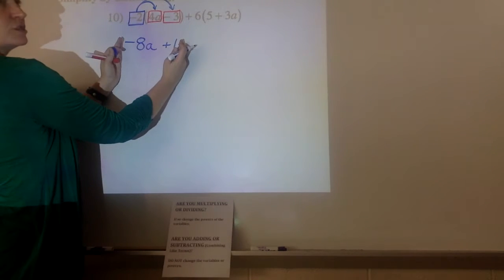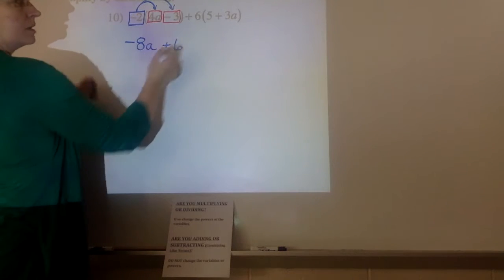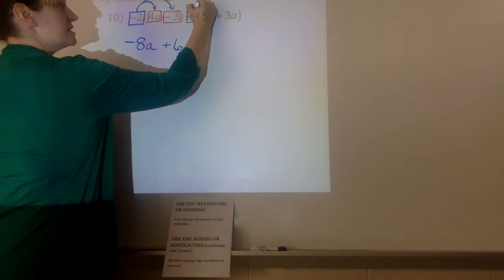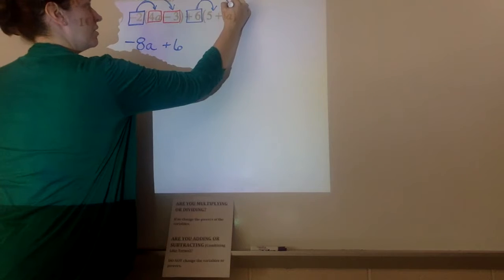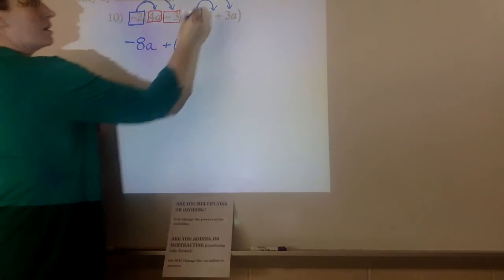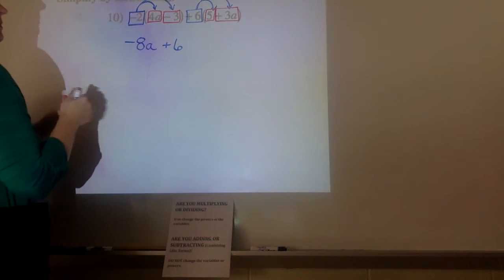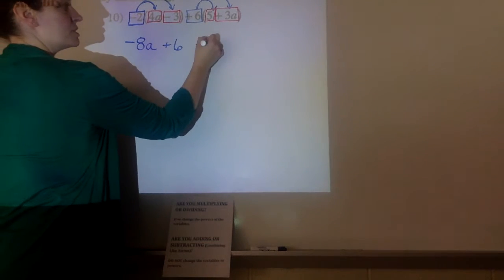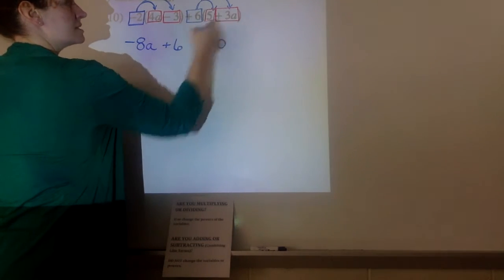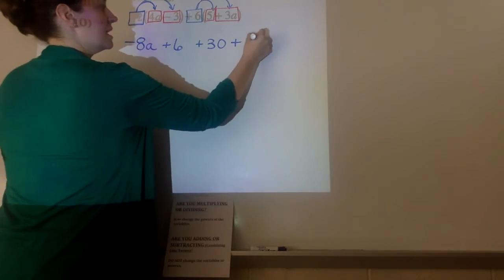This matches directly with what is above. Now I'm going to take the positive 6 and multiply here and here times a 5 and times a 3a. 6 times 5 is 30. 6 times 3a is 18a.